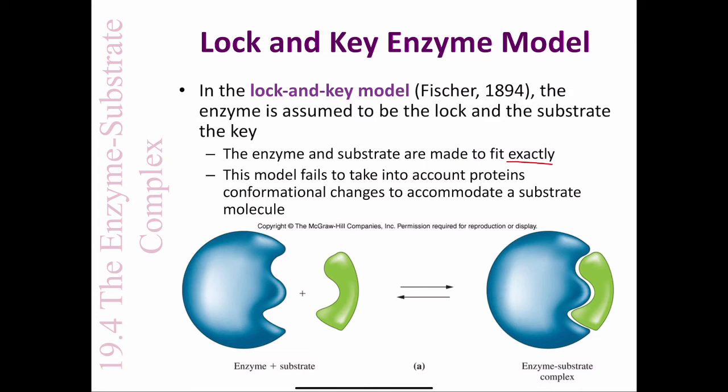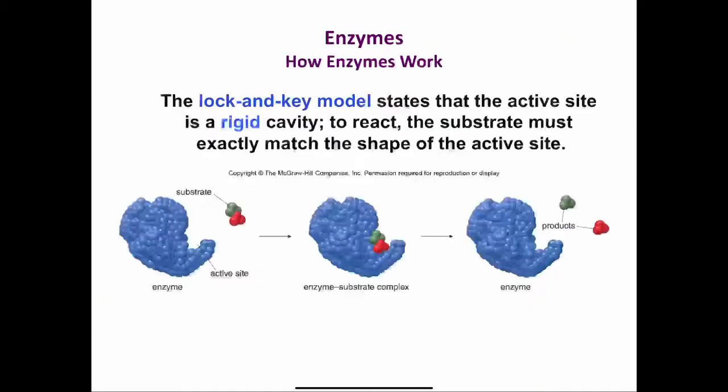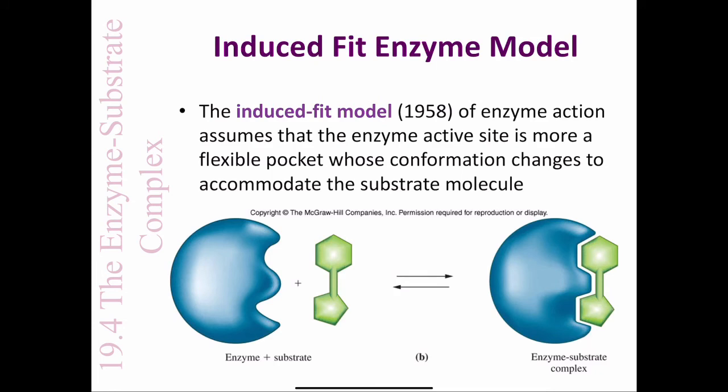But the problem with this is that the model fails to take into account the fact that proteins can undergo conformational changes to accommodate a substrate molecule. What that means is that we know that proteins are not rigid molecules. We know that there is some movement at the molecular level associated with proteins and that they can change their shape slightly. The induced fit model came along in 1958, and it says the enzyme action assumes that the active site is more of a flexible pocket, a flexible pocket whose conformation or shape can change to accommodate the substrate molecule.